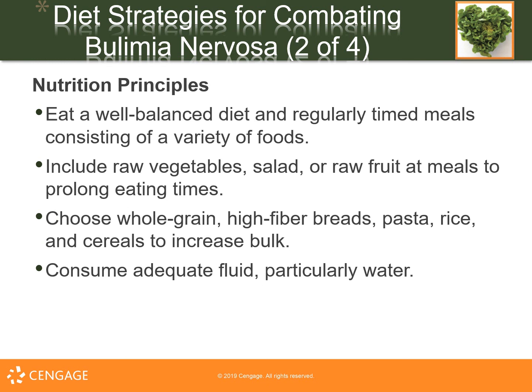Nutrition principles continued for bulimics. Eat a well-balanced diet and regularly timed meals consisting of a variety of foods. Include raw vegetables, salad, or raw fruit at meals to prolong eating times. Choose whole grain, high fiber breads, pasta, rice, and cereals to increase bulk. And consume adequate fluid, particularly water.